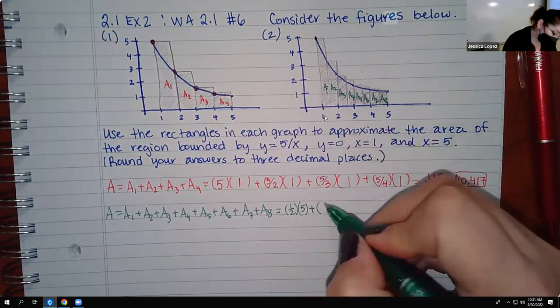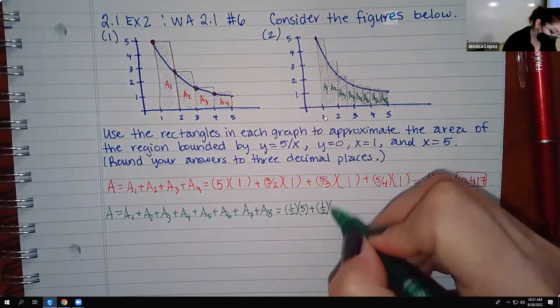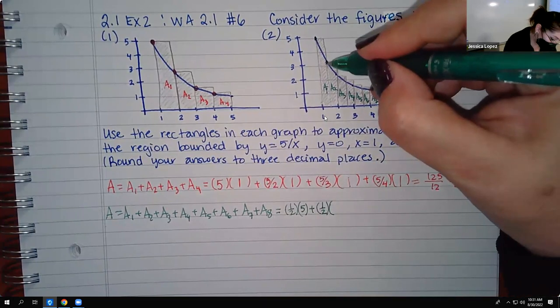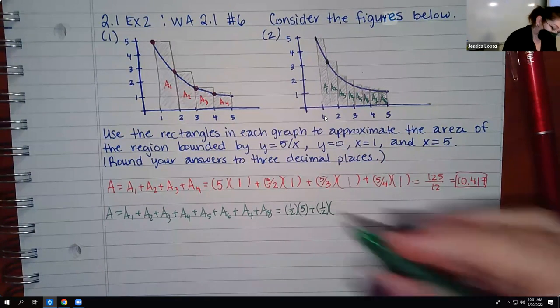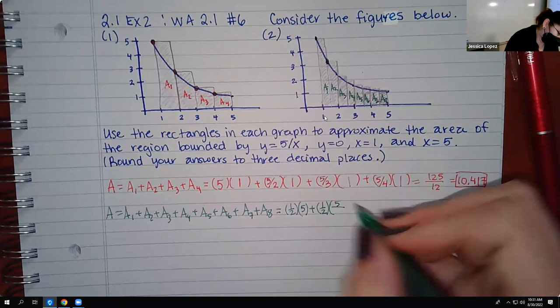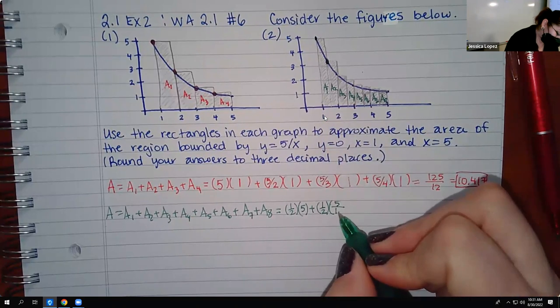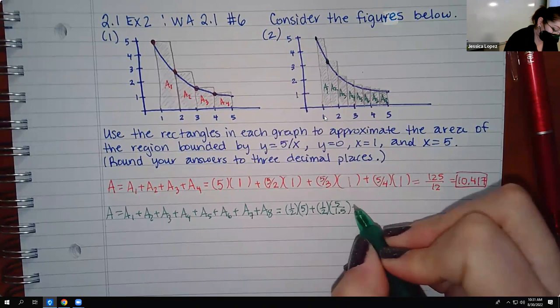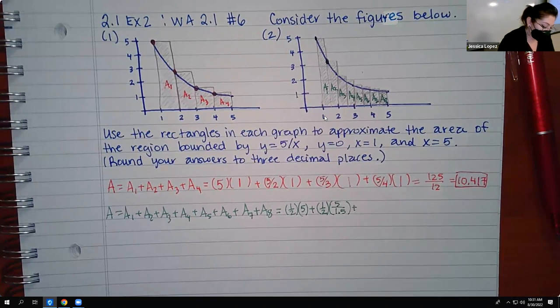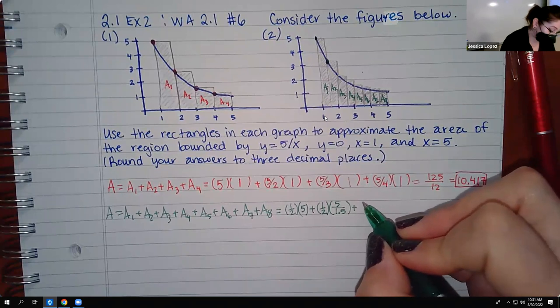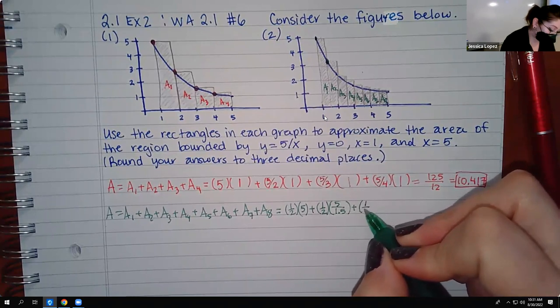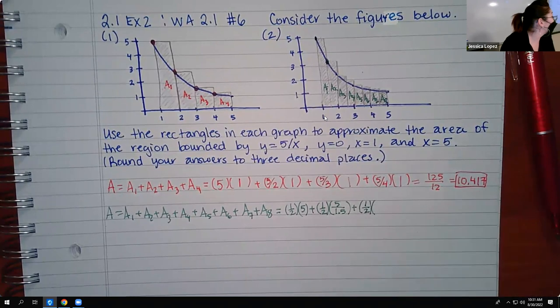Then the next one is also the same, 1/2 width. But what is this guy's height? There you go, you got it. 5 over that x value, right? Which is 1.5. Good. Do you see the pattern? Does everybody see the pattern? Because I'm not gonna just keep scribbling unless I know everyone sees it.